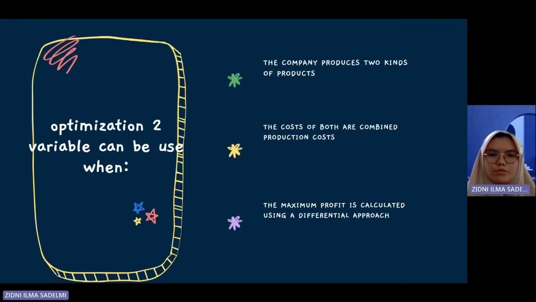The optimization of two variables can be used when, first, the company produces two kinds of products. The second is that the cost of both is a combined production cost. And the third is that the maximum profit is calculated using a differential approach.